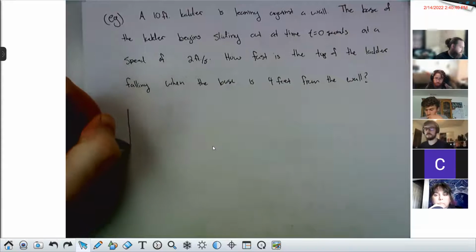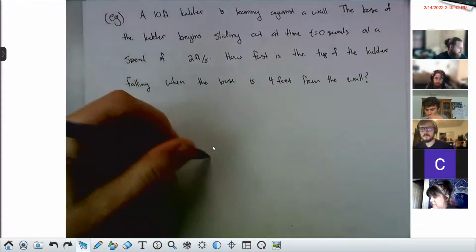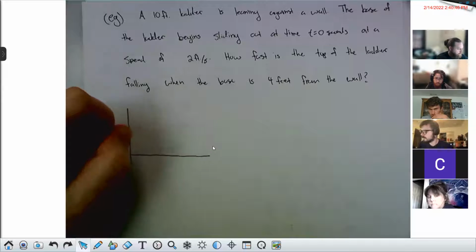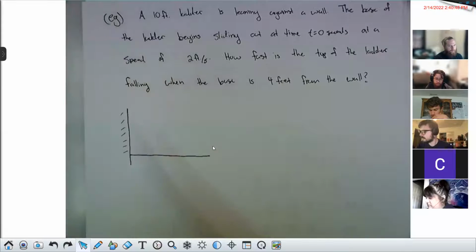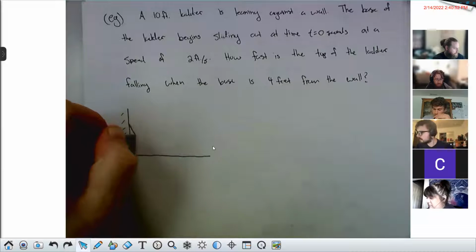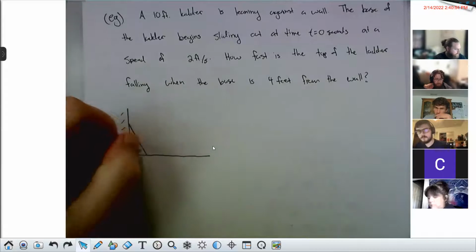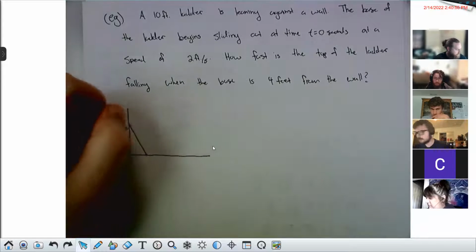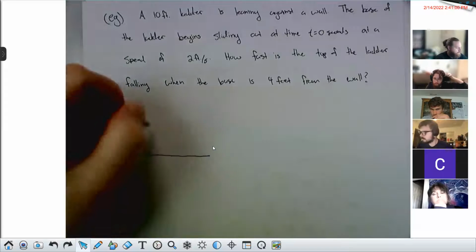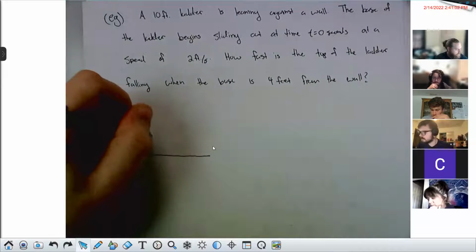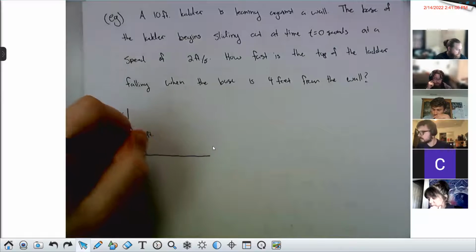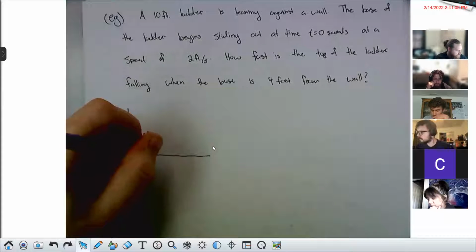So we want to begin by drawing a picture, right? We all have a rough understanding of what the physical situation is. There's a wall here. There's a ladder leaned up against the wall. Here's my ladder. Here's the base of the ladder. Here's the top of the ladder. Now this ladder is 10 feet long. And I know that this end of the ladder is going to start sliding out.